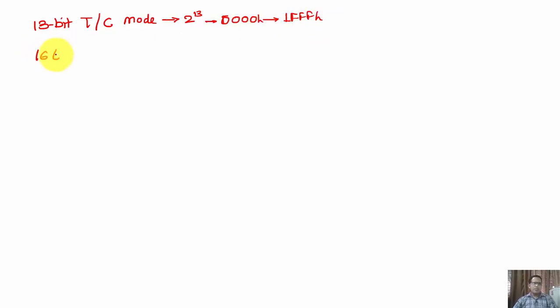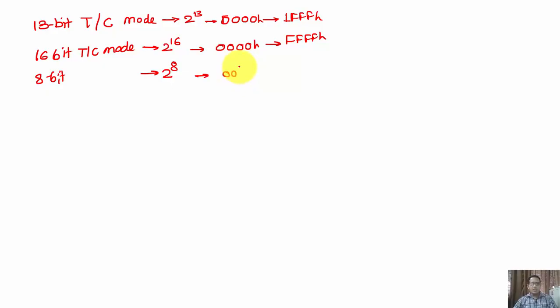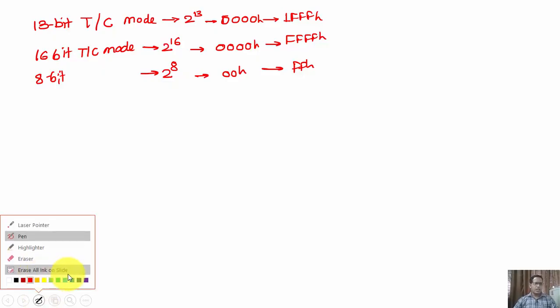In the case of the 16-bit timer or counter mode, total 2 raised to 16, the initial value is 0000H and the final value is FFFFH. For 8-bit auto reload mode, as we deal with only 8 bits, 2 raised to 8, the initial value is 00H and the final value is FFH. These are the minimum and maximum values that can be held by the timer in different modes.